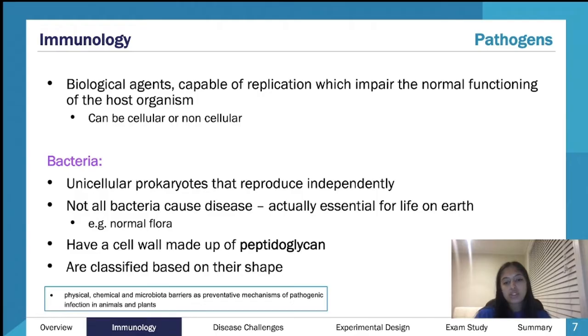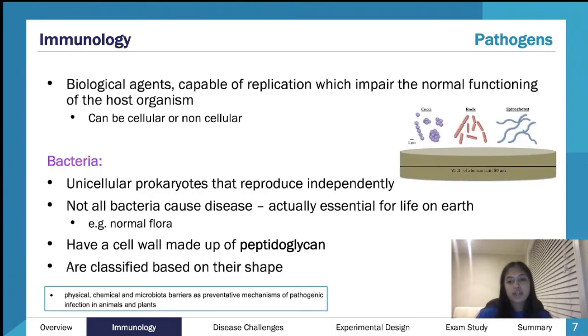In terms of the cell wall, this idea of peptidoglycan is not something vital to know, but it's important for certain bacteria, and it can be a good target for a lot of antibiotics. And we classify them based on their shape. You've got cocci, rods, spirochetes, all these different types. It's not vital for you to know what's what, and you don't need to know specific examples of bacteria, but just understand that they come in different shapes. Typically, the ones used on a lot of diagrams are your rods. But there are different types, so just be aware of that.